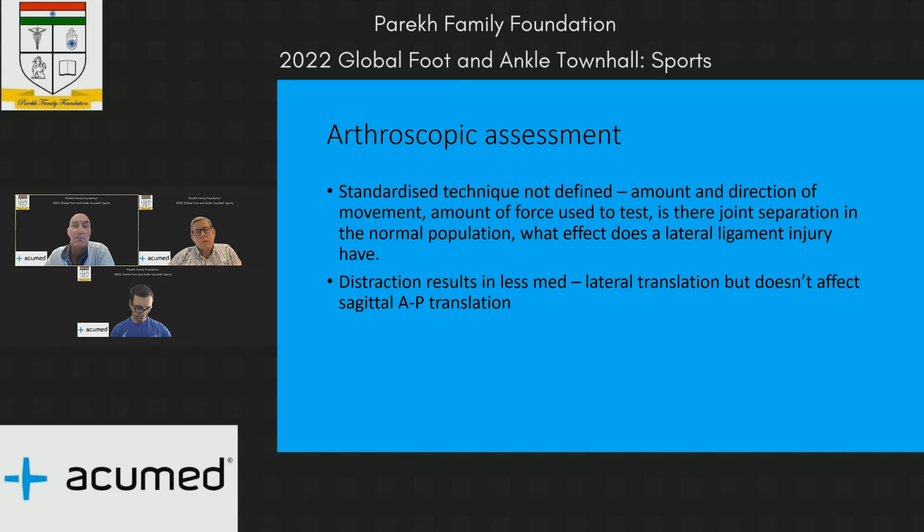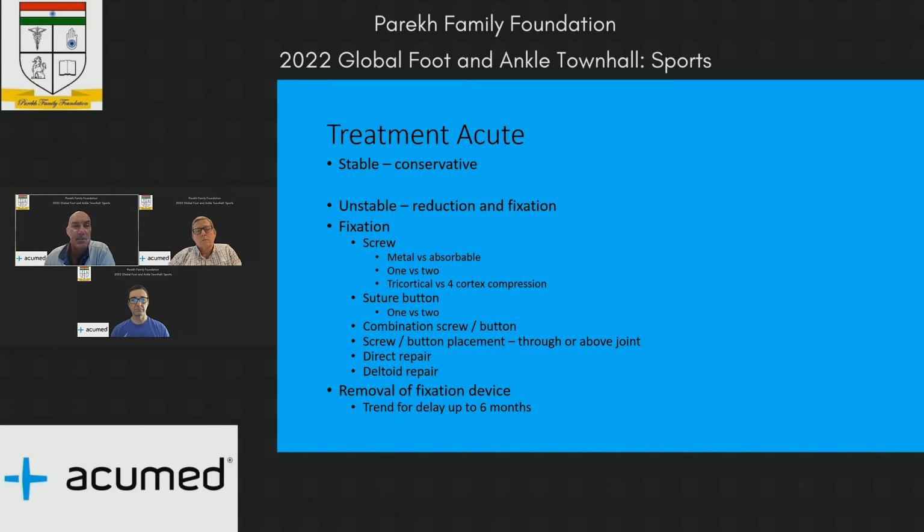Arthroscopy assessment is controversial. At the moment, it's deemed to be the gold standard, but I've always felt that it's more of a silver standard, as the papers that really promote it are self-prophesizing in it. They've decided that there's instability and then they arthroscope afterwards. But Ben will talk more about that. Just note that if you do use distraction during your arthroscopy, that it does result in less medial lateral translation, but doesn't change the sagittal AP translation.